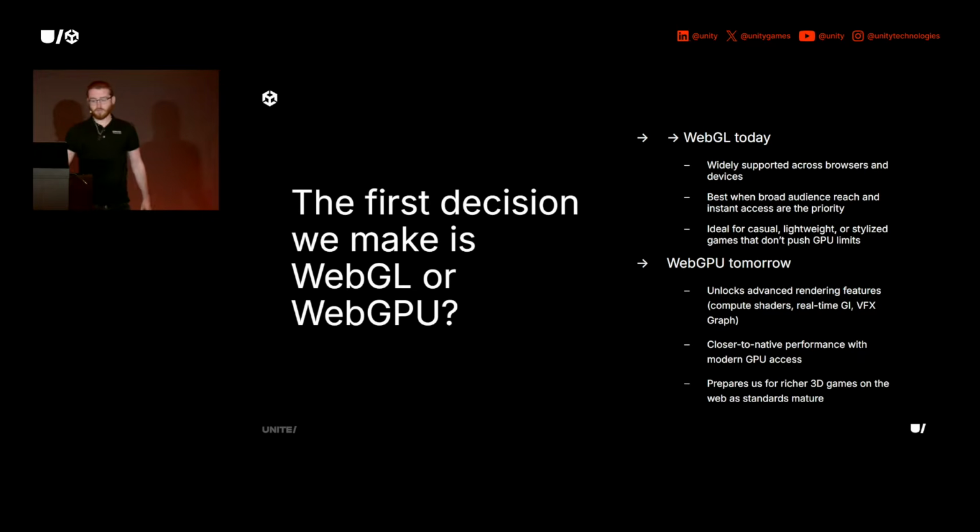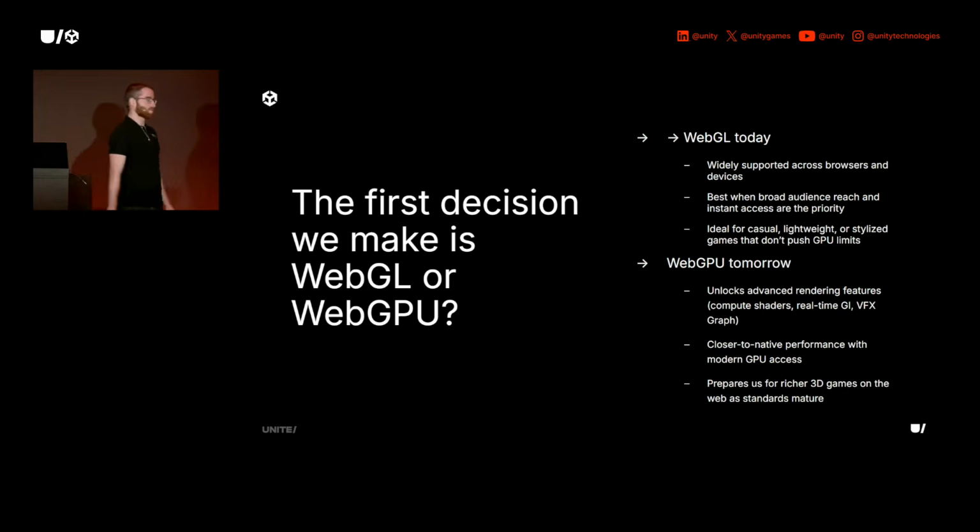Then we move to WebGPU. WebGPU is like the heavy hitter or the juggernaut in the room. This is what we use when we're trying to make a first-person shooter in the browser. When we want to do big 3D worlds with VFX graph, compute shaders, all of those cool things that we're used to when developing, say, a console game, you can now do it on web using WebGPU.